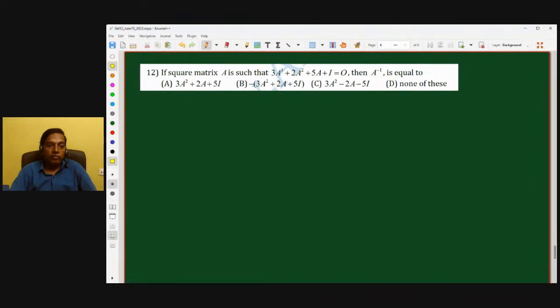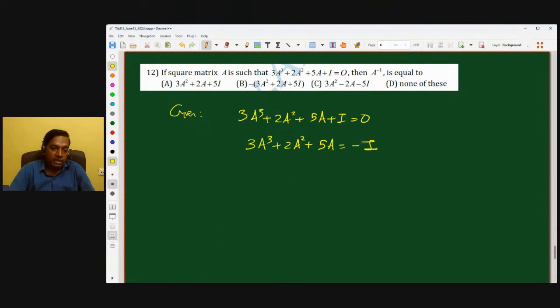Okay. So we have 3A cube plus 2A square plus 5A plus I is null. Then what is A inverse? Given this, we can write 3A cube plus 2A squared plus A is minus I, and you can write this as A times 3A squared plus 2A plus 5I. Please note this has to be 5I and not 5. A into 5 is a scalar.